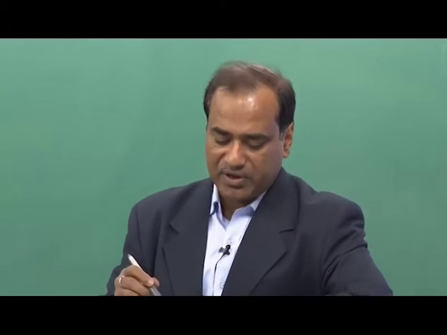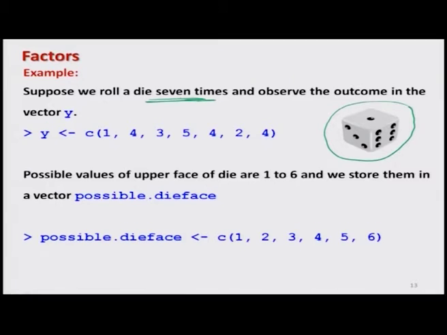Now suppose we roll this die 7 times and observe the outcomes, and whatever the outcome is, it is stored in the vector y. In the first throw I get the value 1, in the second throw 4, in the third throw 3, in the fourth throw 5, in the fifth throw 4, in the sixth throw 2, and finally in the seventh throw we get the value 4 on the upper face of the die. All these values are combined using the c operator.